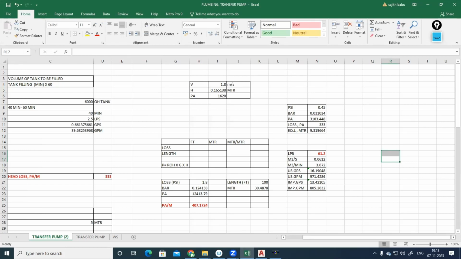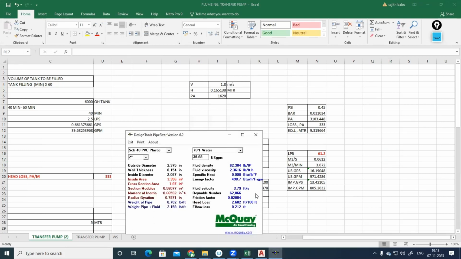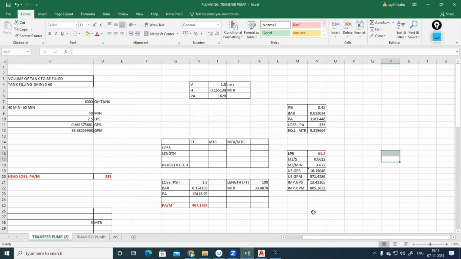It's clear that the head loss they are mentioning is for each 100 feet of pipe length, 2.6 feet of pressure drop, in terms of water column. So the length of pipe is 100 feet and the loss will be 2.6. Each 100 feet of pipe length, 2.6 feet of pressure drop can come.